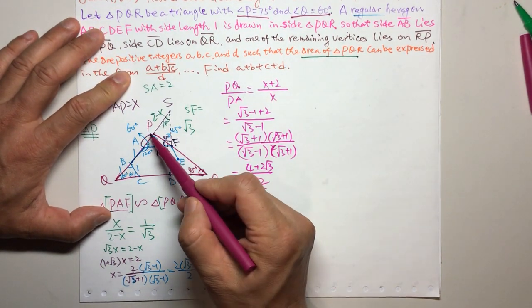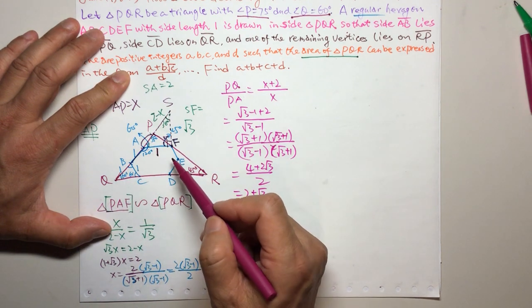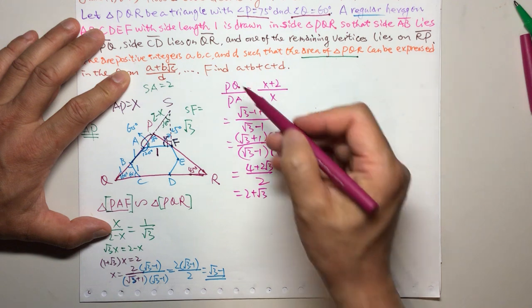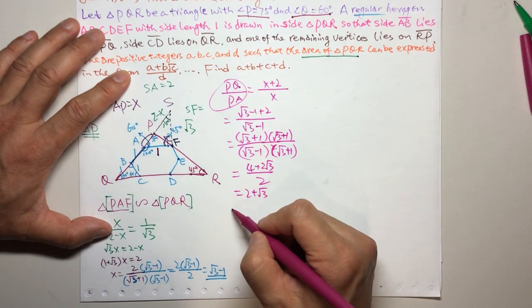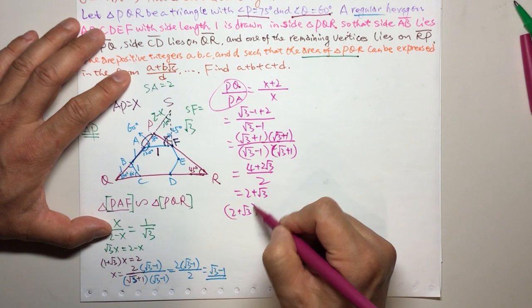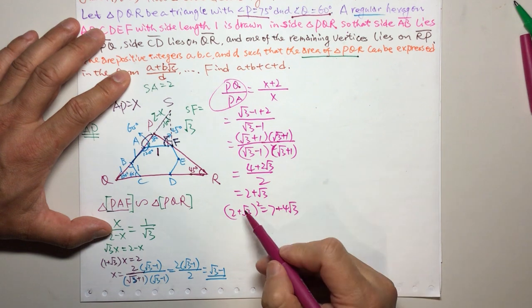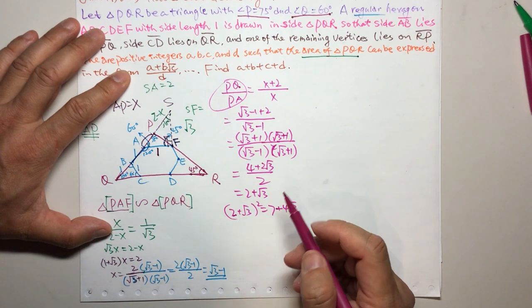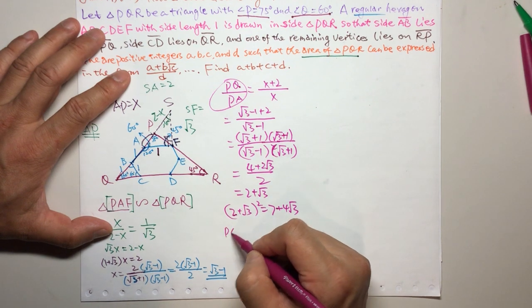I mean the area of PAF to the area of PQR. Now, of course, this is the reverse, right? Then squared. 2 plus square root of 3, squared, equals 7 plus 4 square root of 3, right? 4 plus 3 is 7, yeah. Okay, now let's calculate the area of PAF.